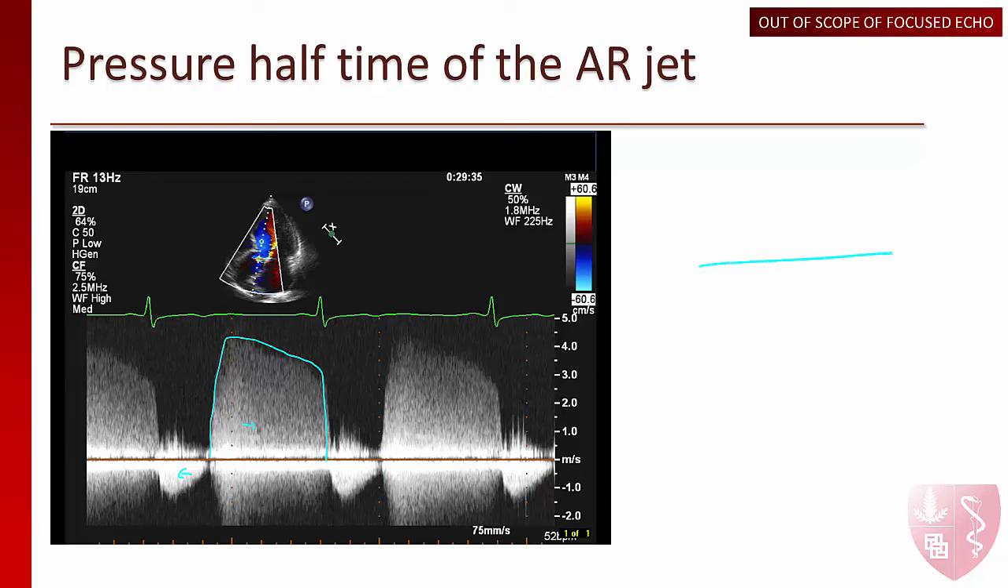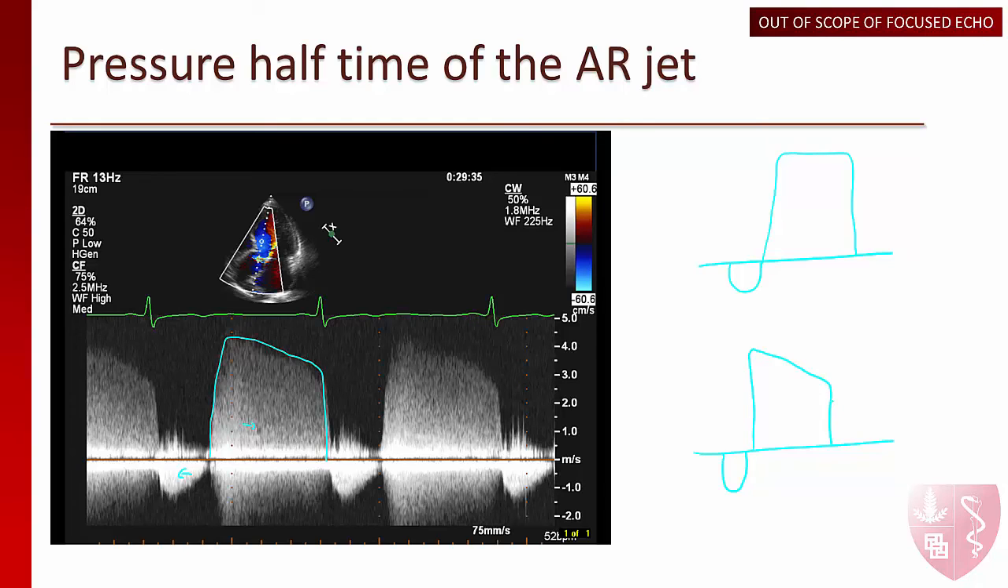You have the baseline, and if you have a small regurgitation, you will see the forward flow, which is negative, and then you will see the backwards flow, which will look like a rectangle, because we just have a little bit of regurgitant flow, which will not impact on the telediastolic pressure of the left ventricle. If you have a lot of regurgitation, you'll still have the forward flow, but then you will have a rapid equalization of pressure between the left ventricle and the aorta, and the slope will be much steeper.